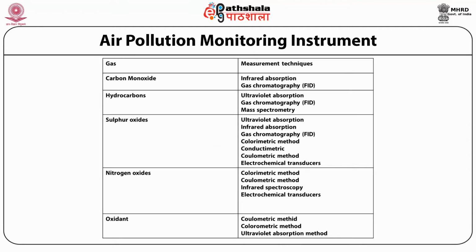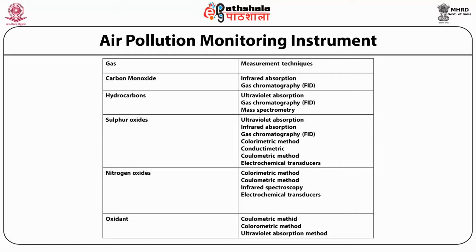Here in this table, we are discussing the various instrumental techniques used for the identification of ambient air pollutants. A gas like carbon monoxide is determined by infrared absorption and the gas chromatograph equipped with FID detector. Then the hydrocarbons are measured by the techniques of ultraviolet absorption, gas chromatography equipped with flame ionization detector, and mass spectrometry.